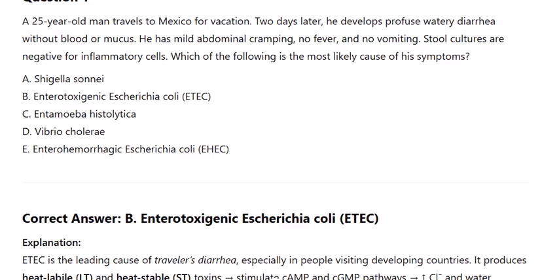A. Shigella. B. Enterotoxigenic Escherichia coli, ETEC. C. Entamoeba histolytica. D. Vibrio cholerae. E. Enterohemorrhagic Escherichia coli. B.